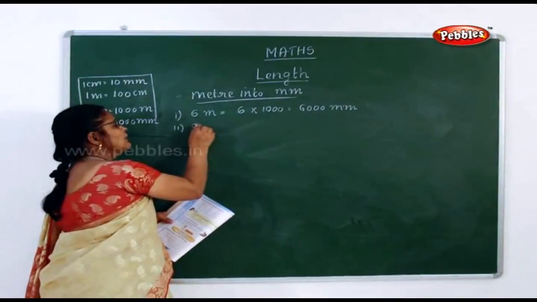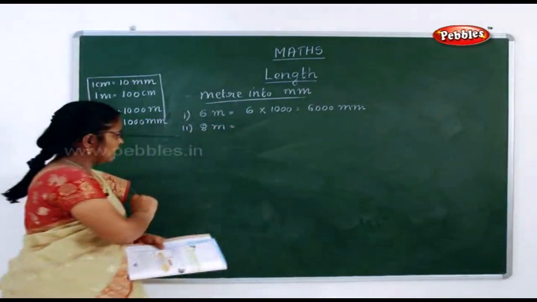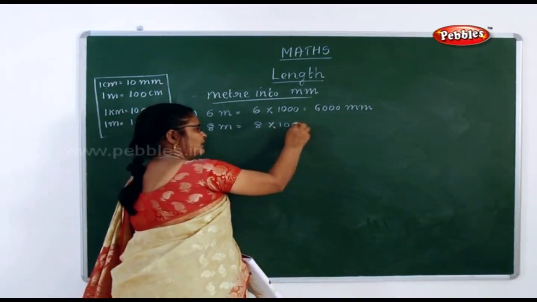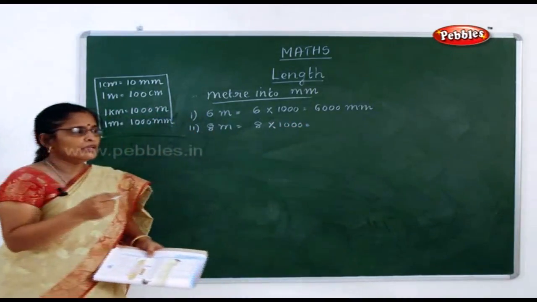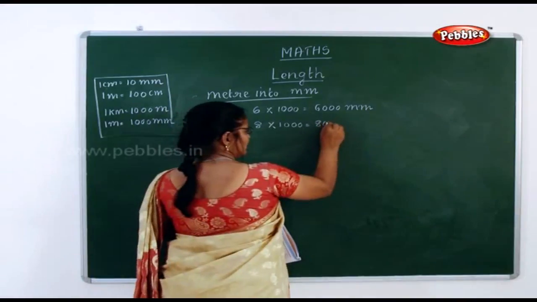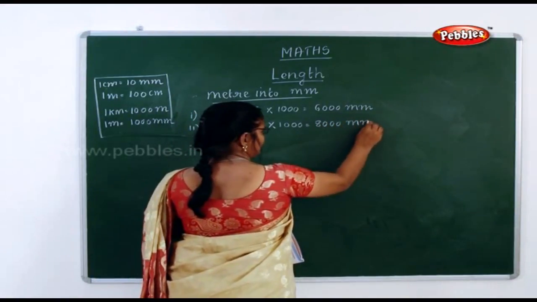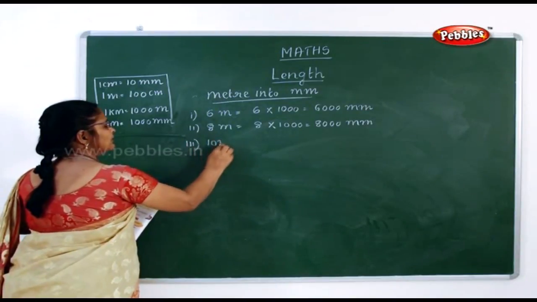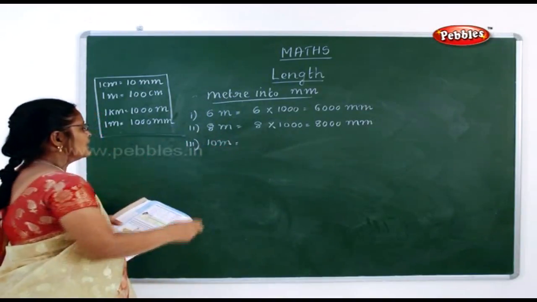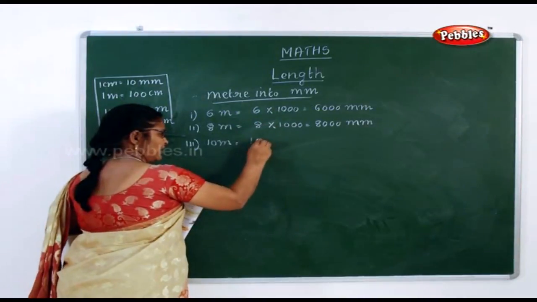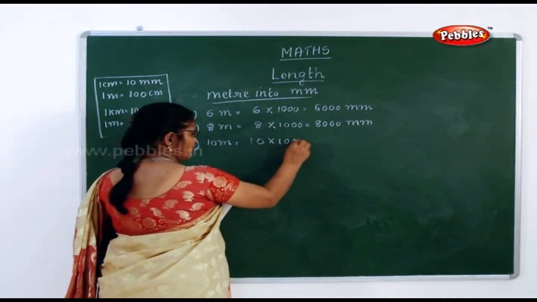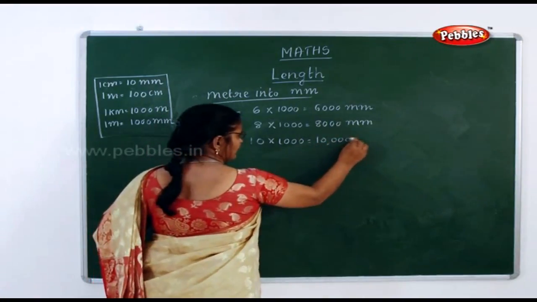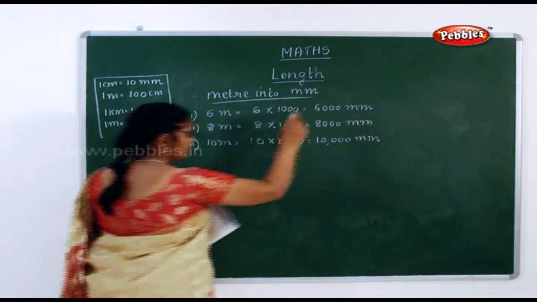Now second sum, 8 meter. How will you do 8 meter? Same way, 8 into 1000. What is 8 into 1000? It is 8000 millimeter. Now third one, it is given 10 meter. Now how will you convert this 10 meter into millimeter? Again same way, 10 into 1000. It is 10,000 millimeter.